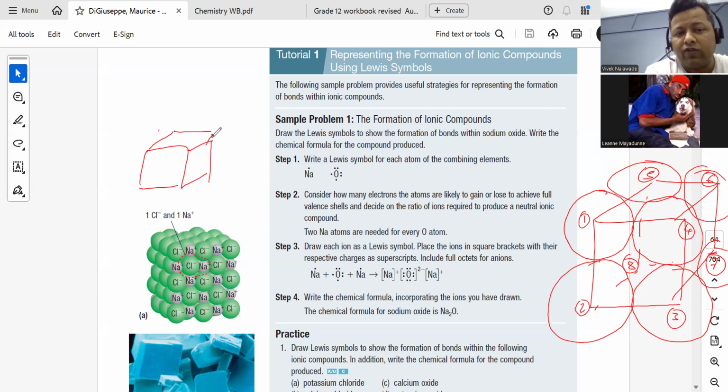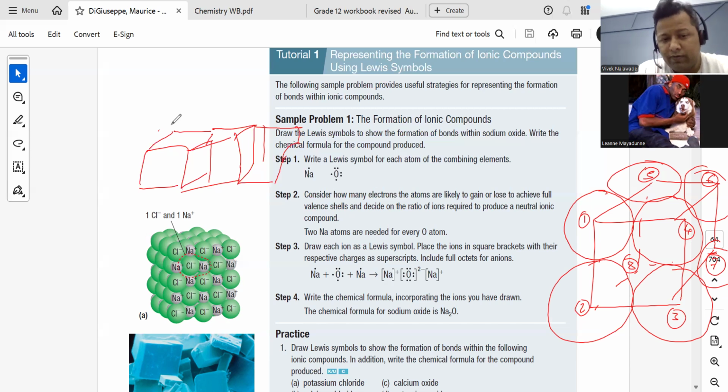Let us say this is one crystal. You will have another crystal attached next to it. Then you have another crystal attached next to it. This is how you have a complete structure of the ionic compound. Do you get me? So what is a crystal lattice?